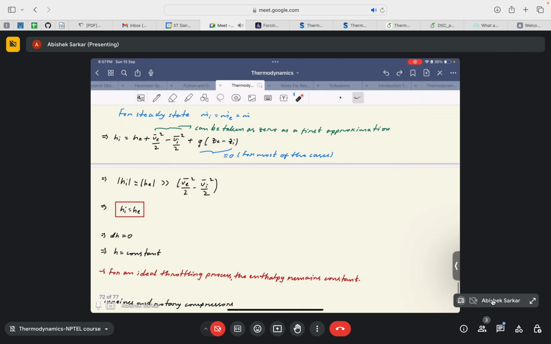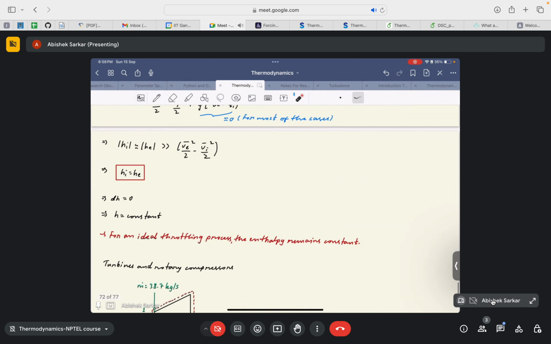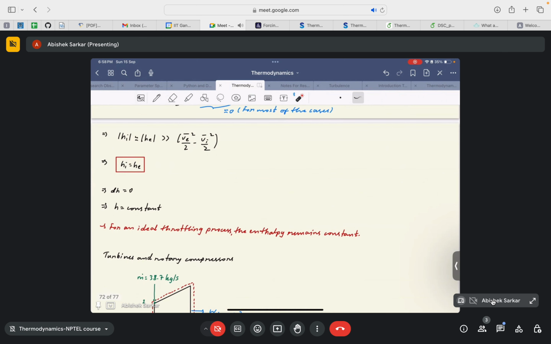So for an adiabatic throttling process, the steady flow energy equation takes the form of h i equal to h e, or the net change in the enthalpy of the process is equal to 0. Basically, h is equal to constant for an adiabatic throttling process. For an ideal throttling process, the enthalpy remains constant. This is one of the important forms of the SFE, the steady flow energy equation, that we need to take into consideration.